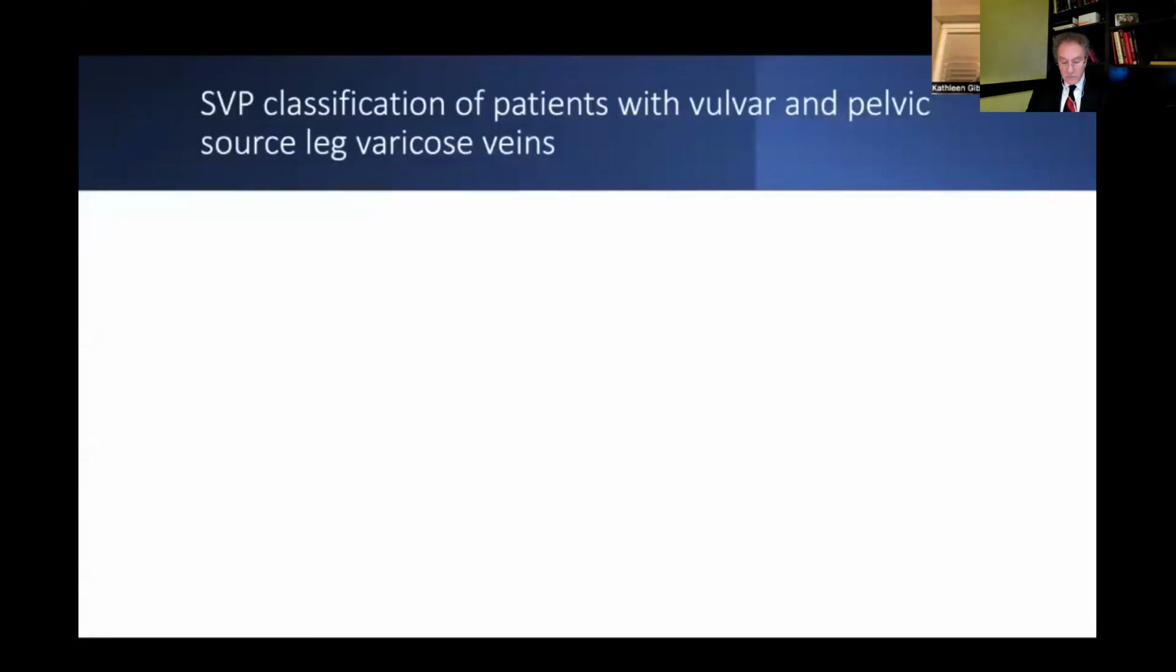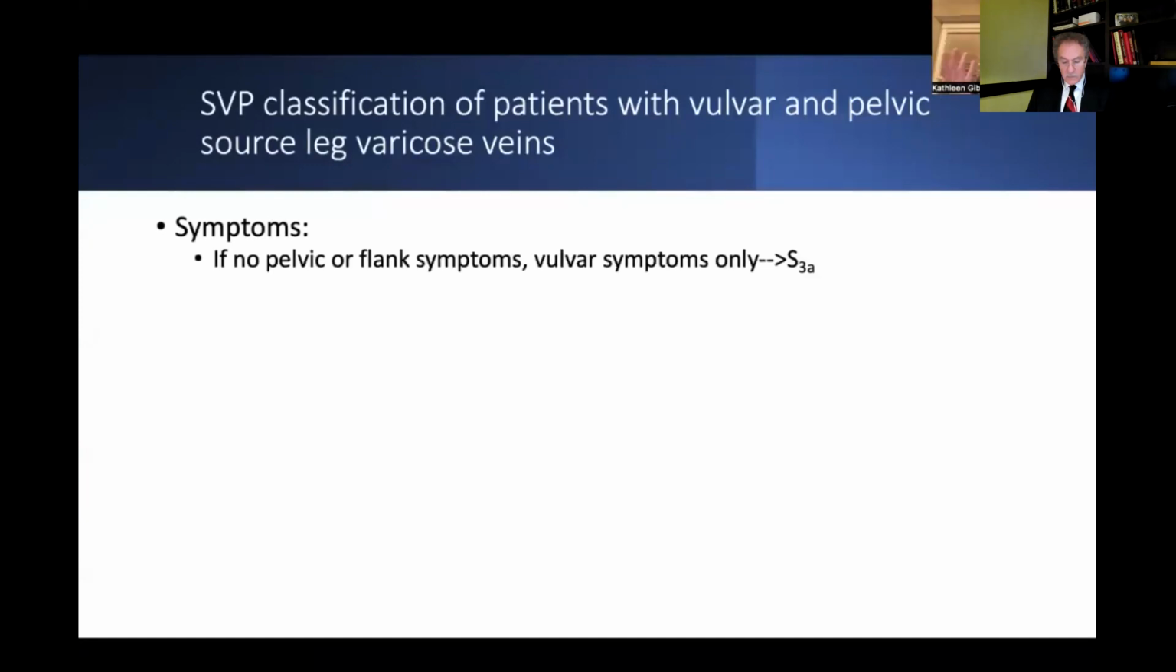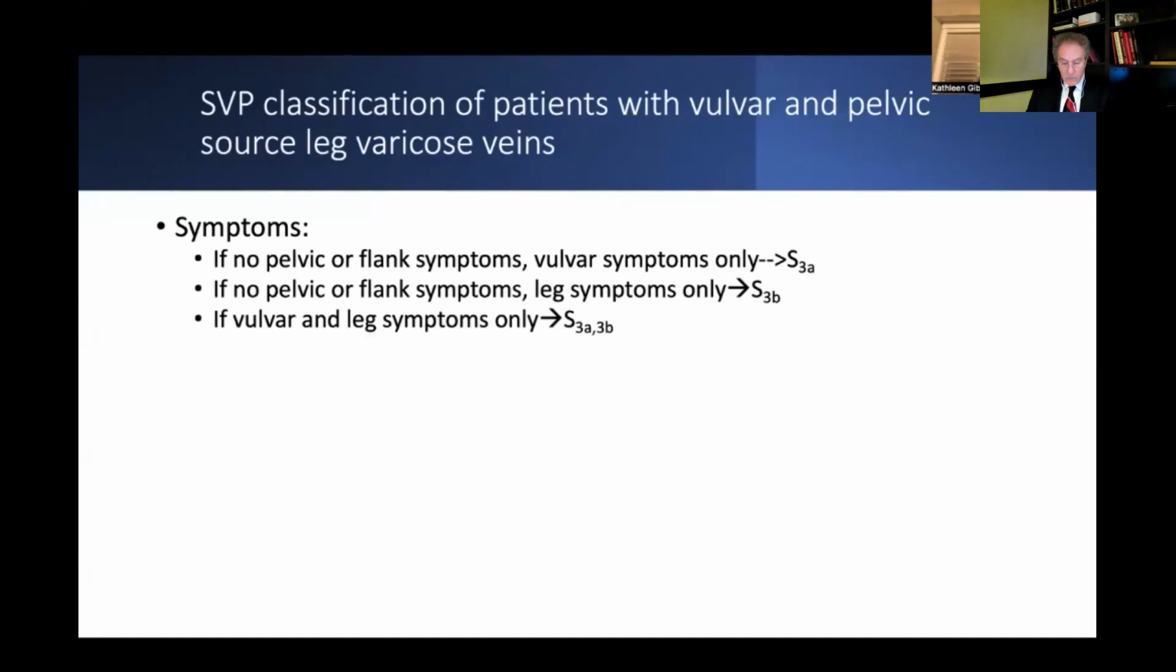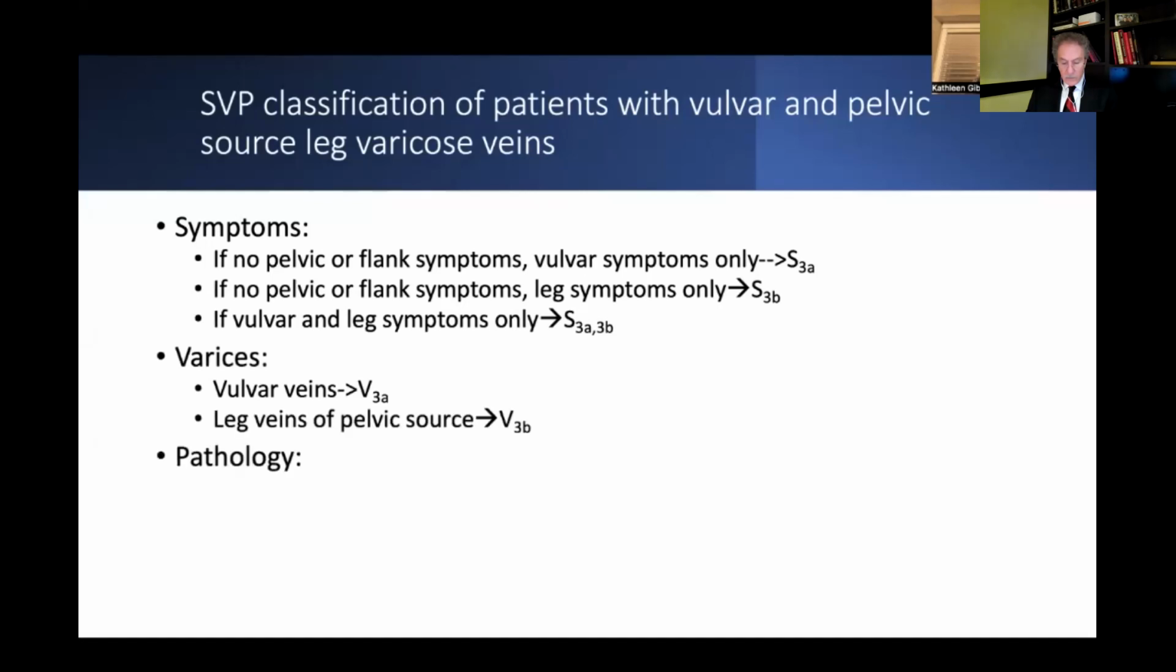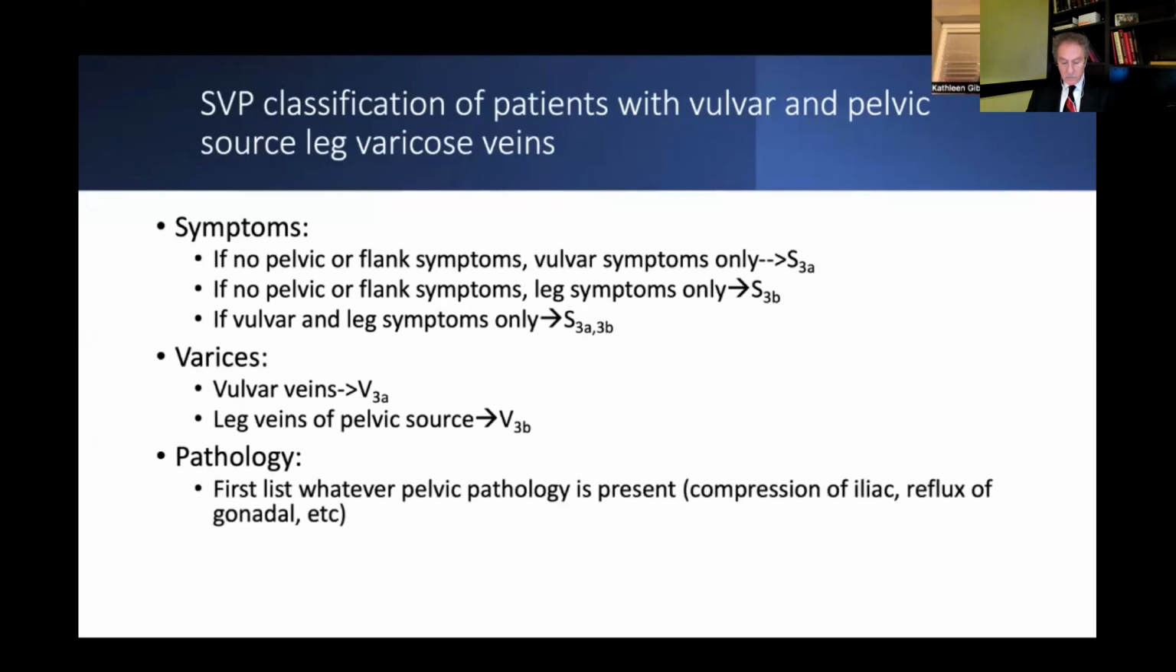When we're doing an SVP classification on these patients, the S, the symptoms, in addition to any pelvic symptoms they may have, if they have no pelvic symptoms and their symptoms are in the vulvar only, the symptom part is an S3A. If it is leg symptoms only, S3B. If it's both vulva and leg, 3A, 3B. The varices, if they're located in the vulva, those are V3A. And if they're in the leg, that's V3B. For the pathology, you're going to list whatever you find up in the pelvis, whether it's a compression, reflux, or both. And then in the leg, again, these will all have a pelvic escape point. And it will either be bilateral, in which case you'll say B, pelvic reflux and non-thrombotic, or it'll be right or left.